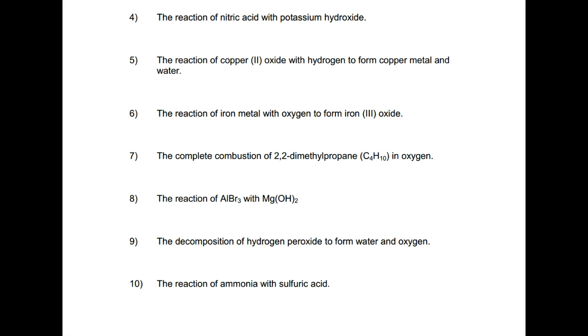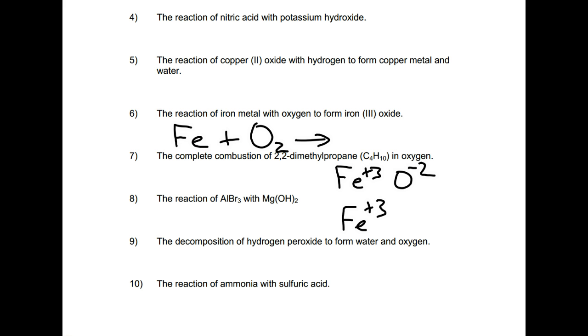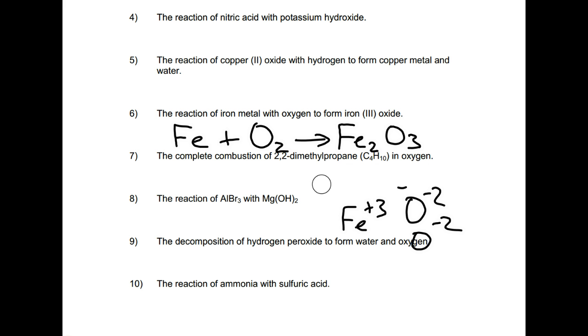The reaction of iron metal, Fe, plus oxygen, which is O2, to form Fe, which is a +3, and O, which is a -2. So again, I need 2 of these to make a +6, and 3 of the -2s to balance out. So this is Fe2O3. Let me erase this, and let's draw this one, just for fun.